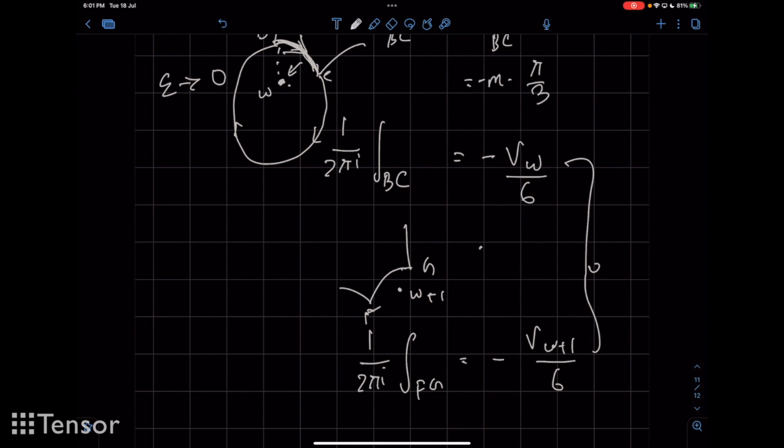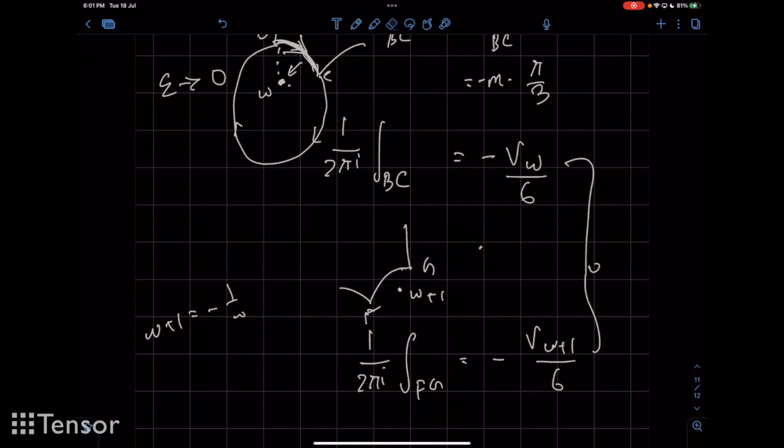Yeah. Well, you're saying that omega plus 1 is negative 1 over omega. Is that what you're trying to say? 1 over omega is this, and if we negate, yeah.